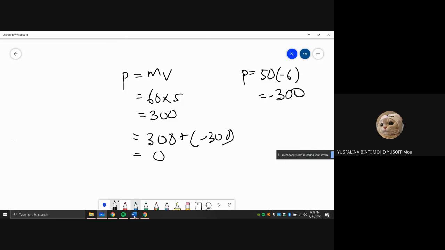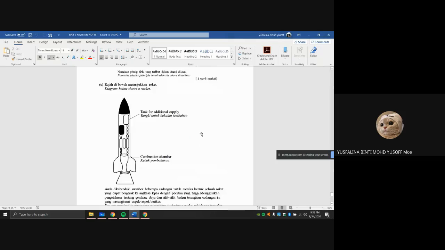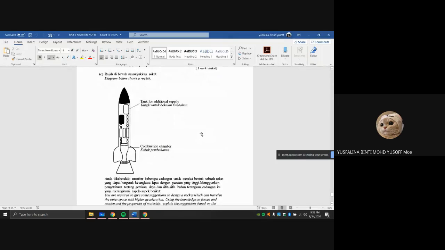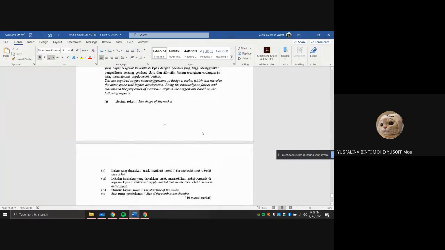Okay, the next one is the diagram below shows a rocket. So this one you have to modify the rocket so it can move with higher acceleration. This one already gives you the characteristics that you need to modify, so it should not be a problem. But later you have to remember in SPM, they will not give you these 5 characteristics, so you have to think on your own.